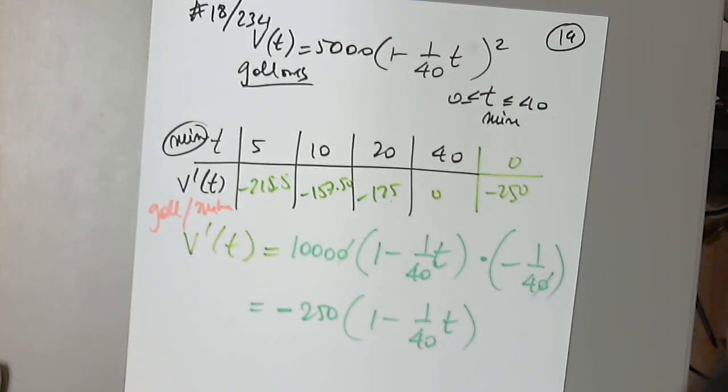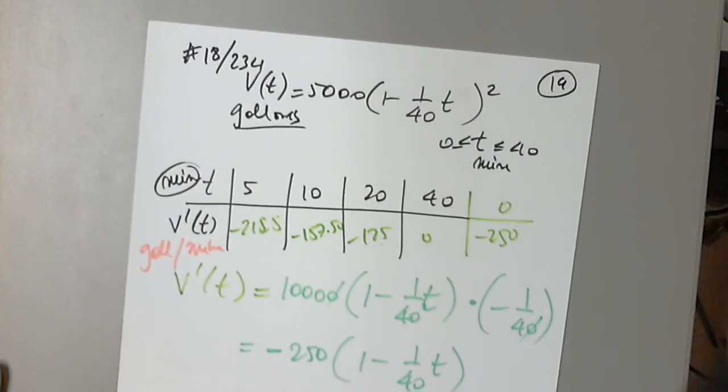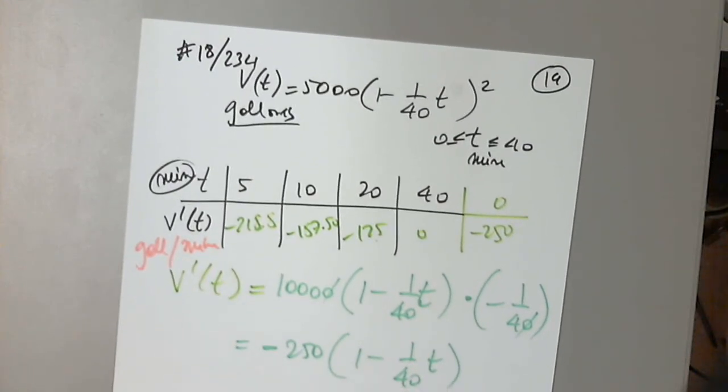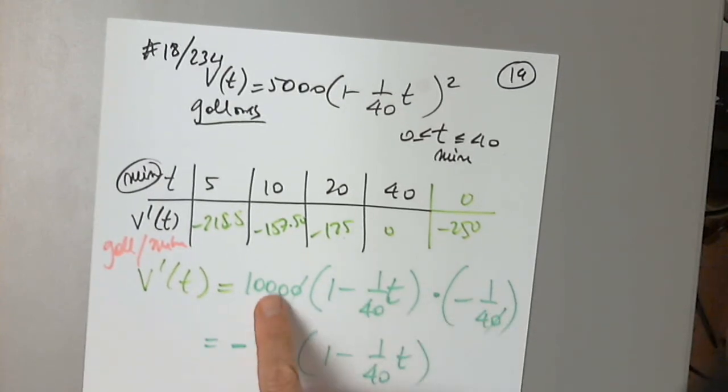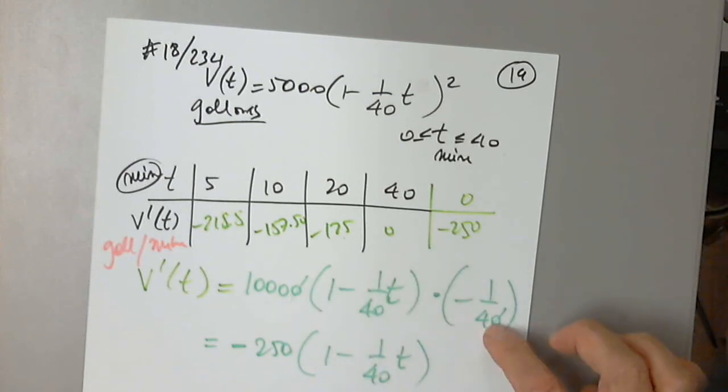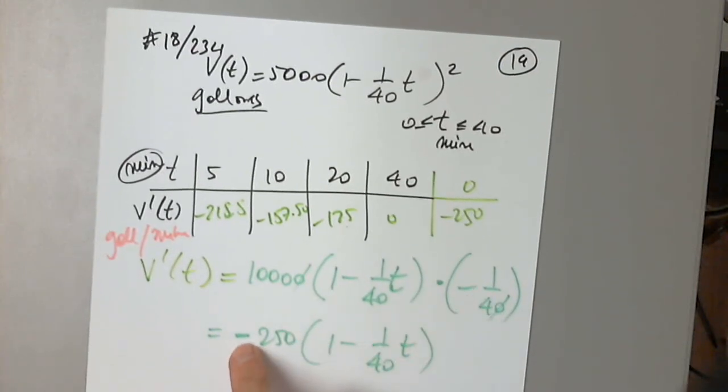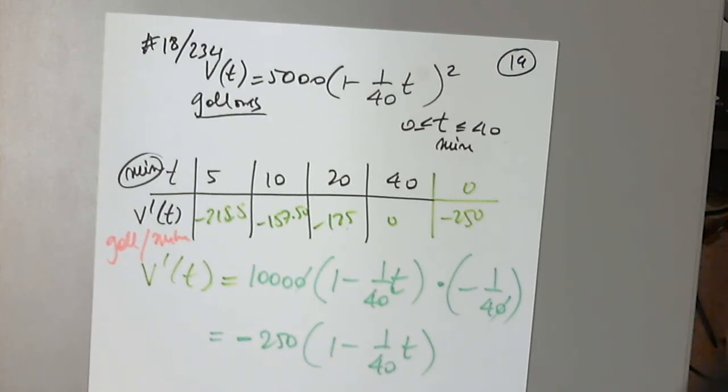Any questions? Yes? I guess I missed how you simplified the prime to negative. I multiplied 10,000 by -1/40. I simplified a 0, and then I divided 1,000 by 4, and I got 250, and there is a minus here. Okay. Better? Gotcha.